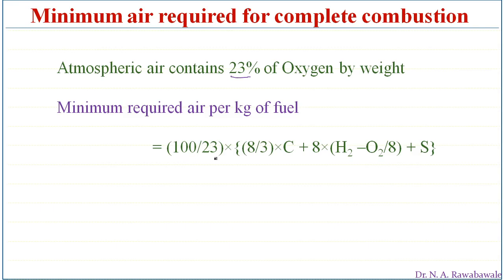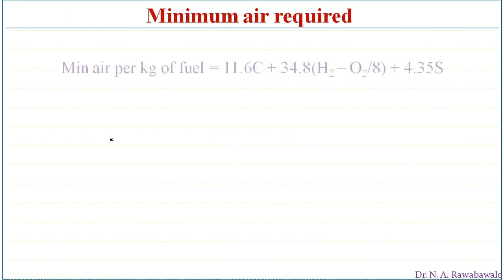This was 100 by 23 into (8/3 C plus 8 into H2 minus O2 divided by 8 plus S). If we simplify further, this works out to be 11.6 C plus 34.8 (H2 minus O2 divided by 8) plus 4.35 S. This equation was derived in the previous lecture. Today we will use this equation to find the minimum quantity of air required, which is asked in the problem. So the equation is known to us.